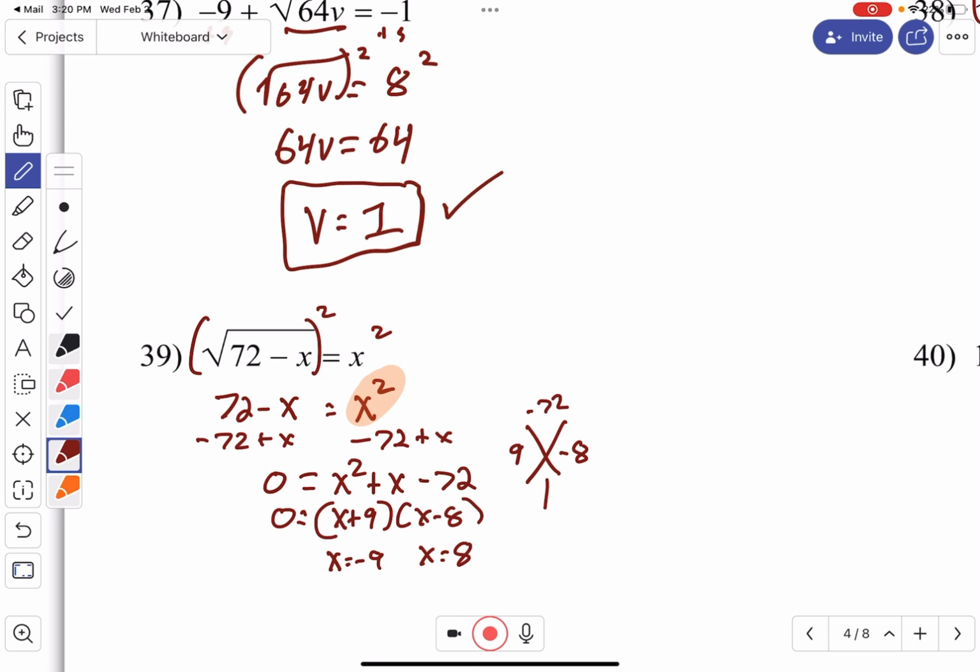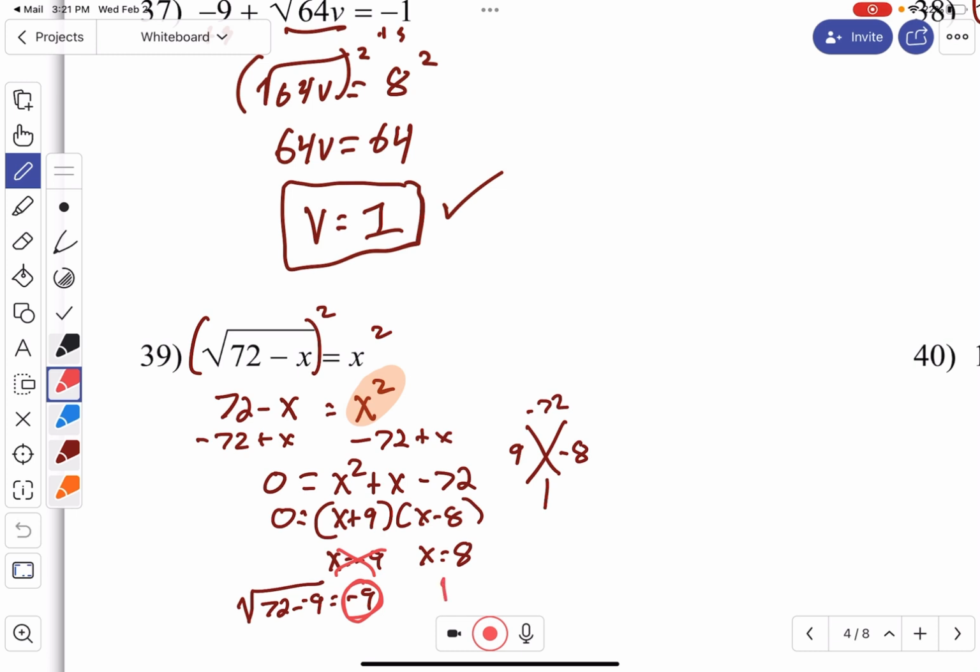Now I'm going to plug them into the original. So it would be the square root of 72 minus negative 9 equals -9. Big red flag right there. So that's not going to work.